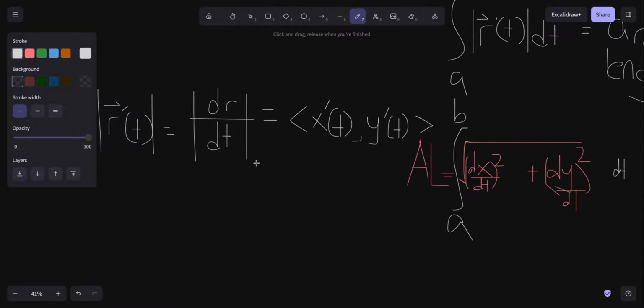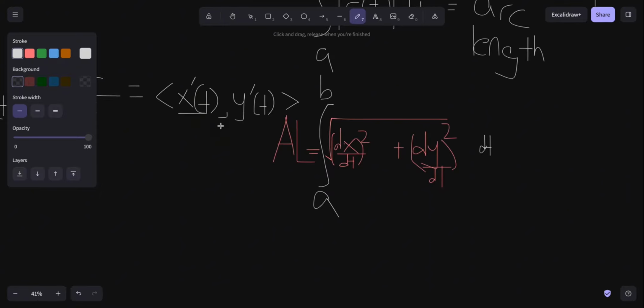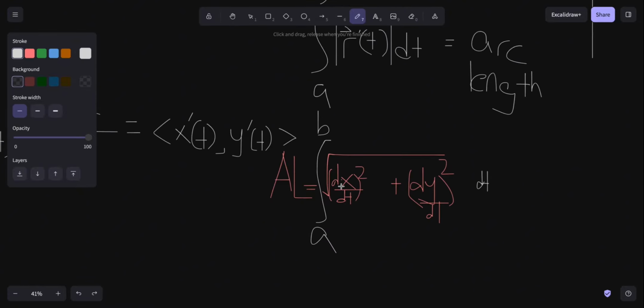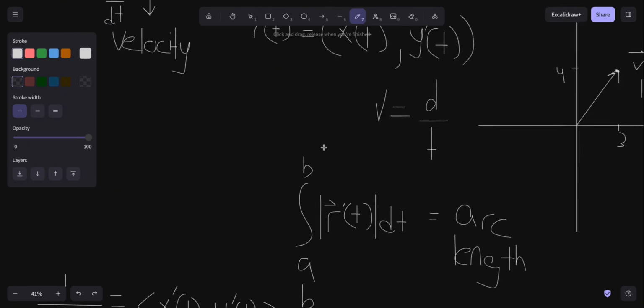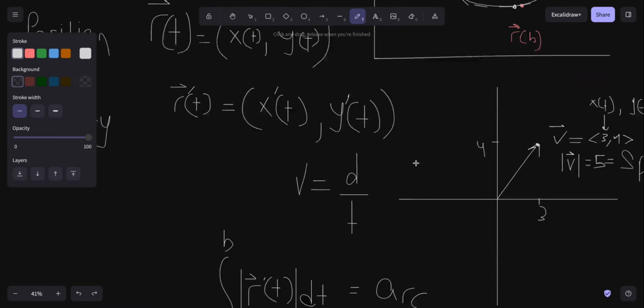And so if I want to find out the magnitude of all of this, well, then we know how to find out the magnitude for components of a vector. It's just going to be this component squared, dx dt squared, plus this component squared, dy dt squared, and then we square root all of this. Okay? So one interpretation of arc length is that, well, it's just going to be Pythagorean theorem, and you're just spamming it all over this arc length, or all over this interval from a to b.